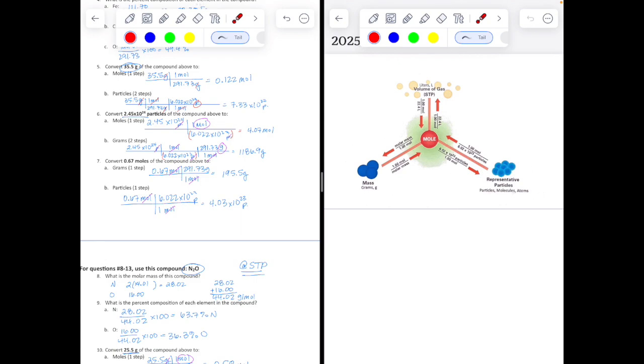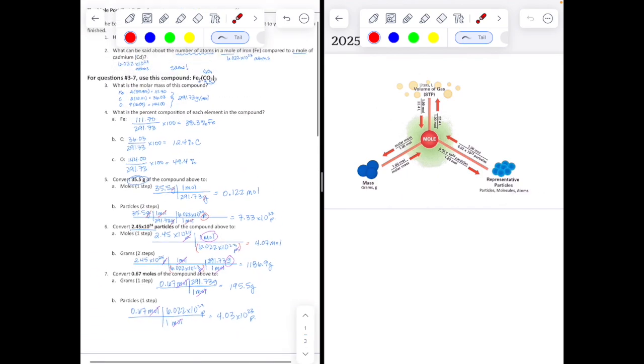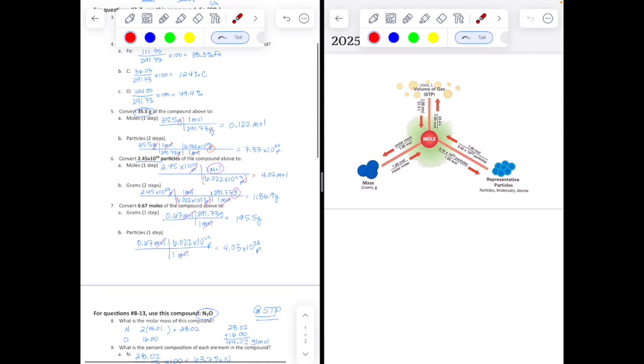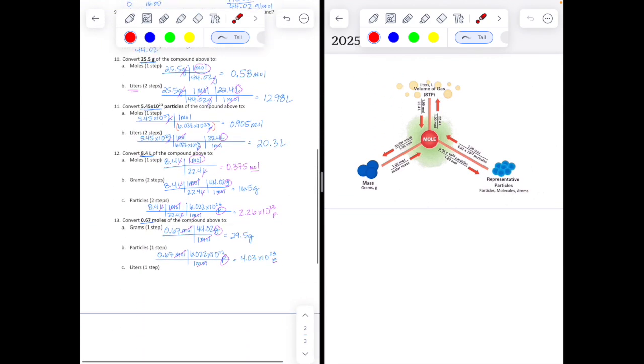So even though we had a different substance, because we were looking at the particles and we started with the same number of moles, it doesn't matter what the substance is because the number of things in a mole is the same. So that goes back up to what we did here on number 2. The number of atoms in a mole of iron compared to a mole of cadmium, you'd have the same number of atoms. You'd have the same number of particles. It doesn't matter what the substance is.